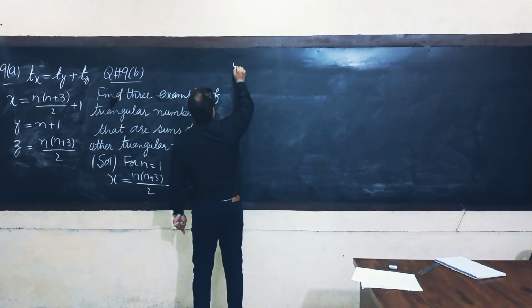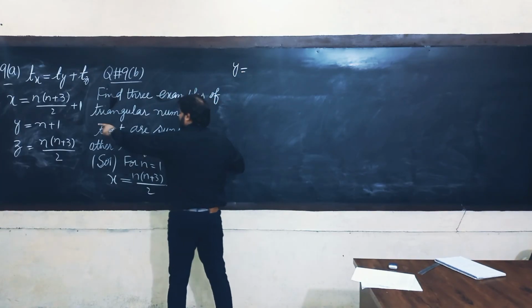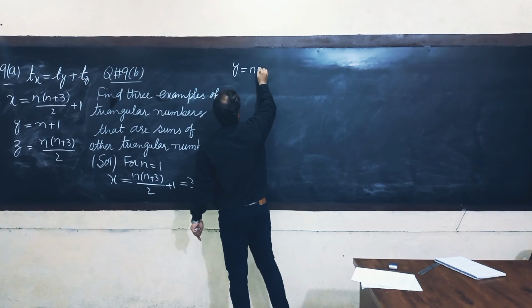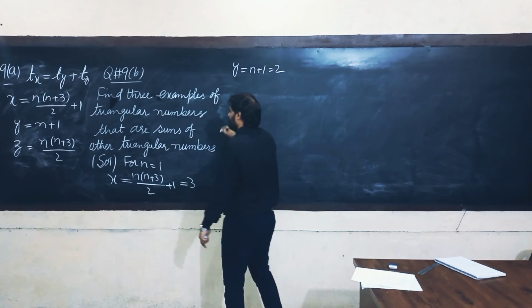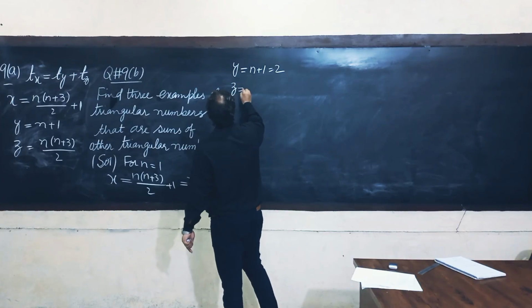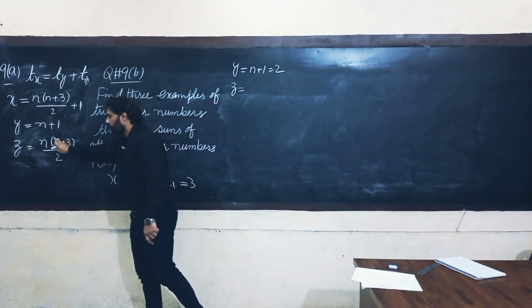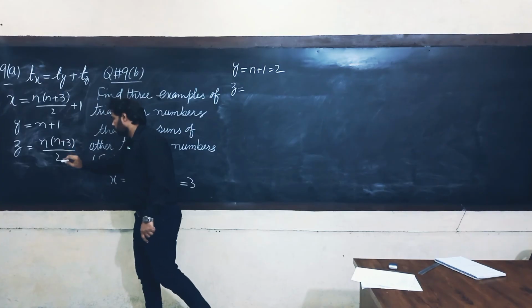Value of y. Your y is n plus 1. N plus 1 means this is 2, when you put n is equal to 1 here. The last one is z. When you put n is equal to 1 here, this gives us 1 plus 3, 4. 4 by 2, that is 2.